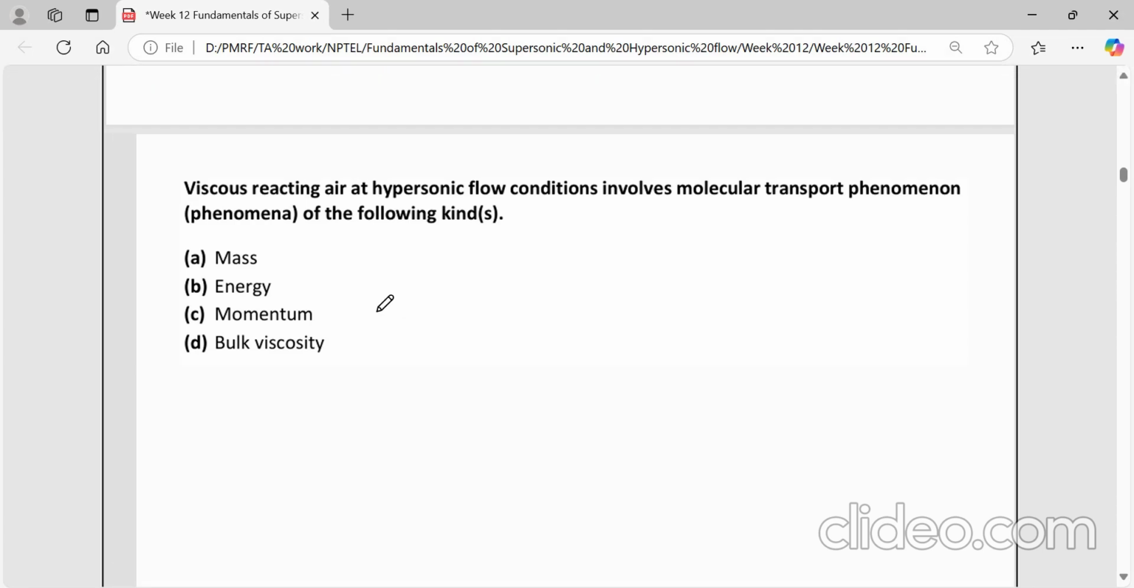Now we'll see the next problem. Viscous reacting air at hypersonic flow conditions involves molecular transport phenomena of the following kind: option A, mass; option B, energy; option C, momentum; option D, bulk viscosity. What will be the answer for this problem?